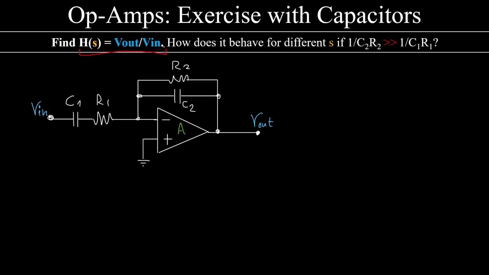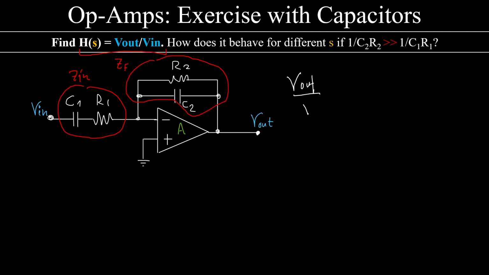To find the transfer function V out over V in, the best way to do this is to notice that we have an inverting op-amp configuration with two impedances, one Z in and one ZF. Then we know from theory that V out over V in will be equal to minus ZF over Z in. We could also do KCLs and KVLs here. It would be fine, but this is the fastest, best, and most efficient way to do this.